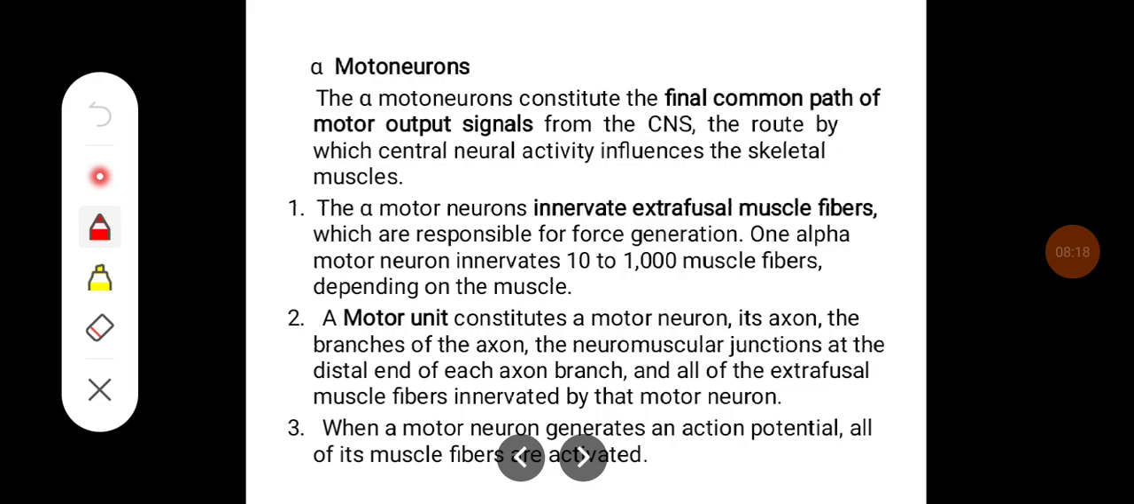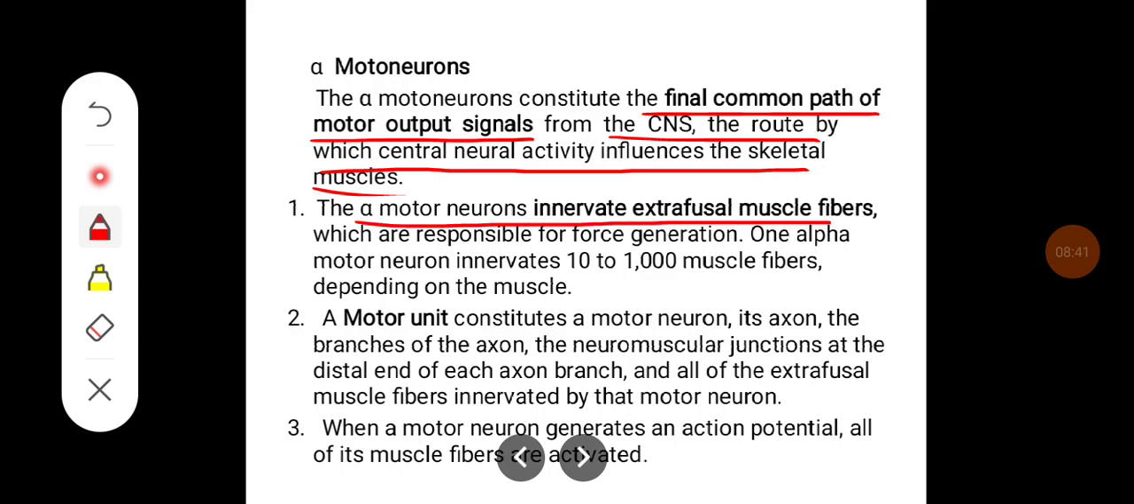So as we discussed, there are two types of motor neurons, alpha and gamma motor neurons. The alpha motor neurons constitute the final common path of motor output signals from the CNS, the route by which the central neural activities influence the skeletal muscles. The alpha motor neurons innervate extrafusal fibers, which are responsible for force generation.